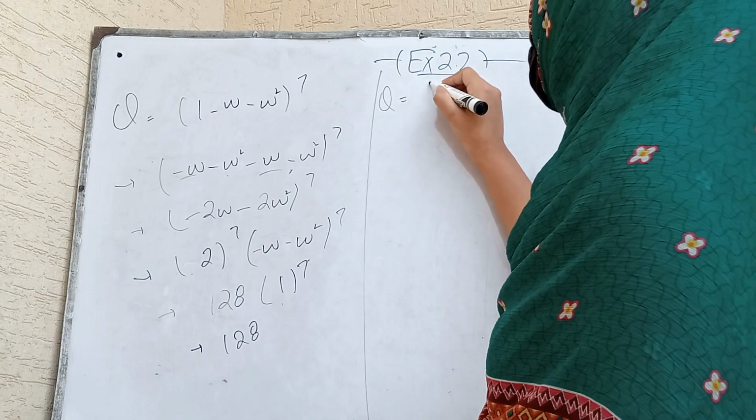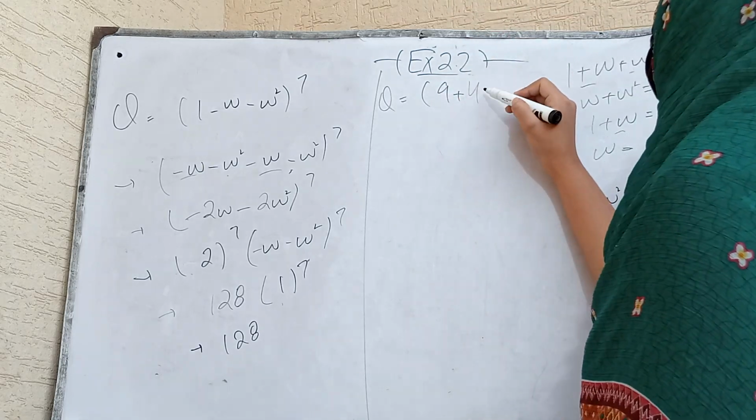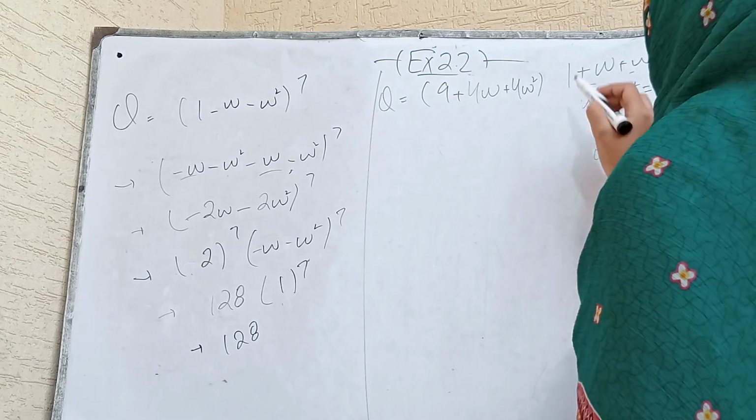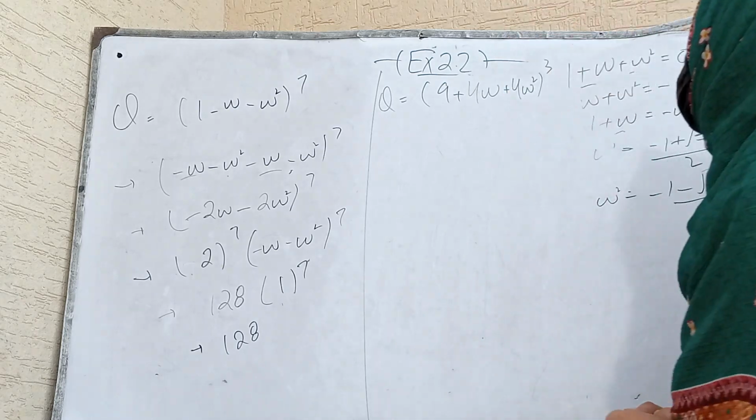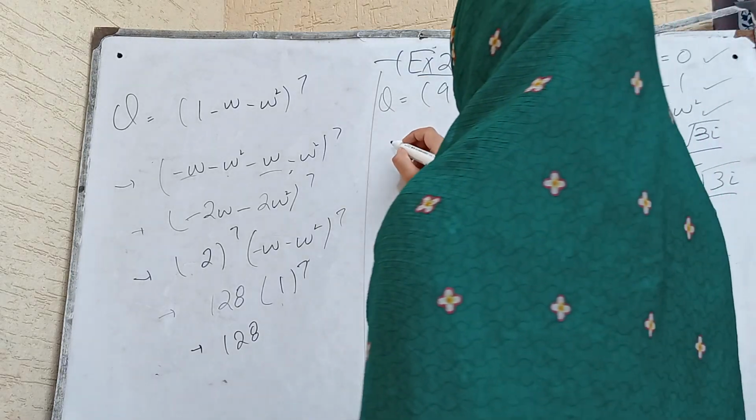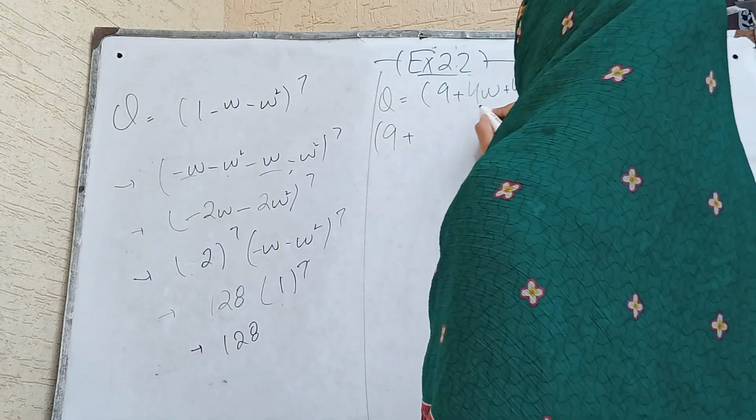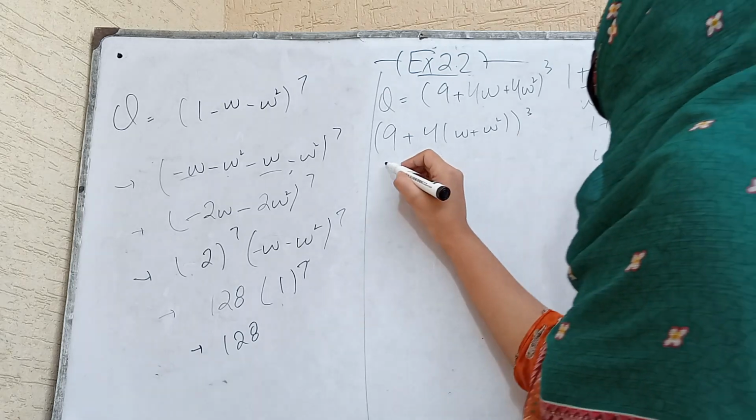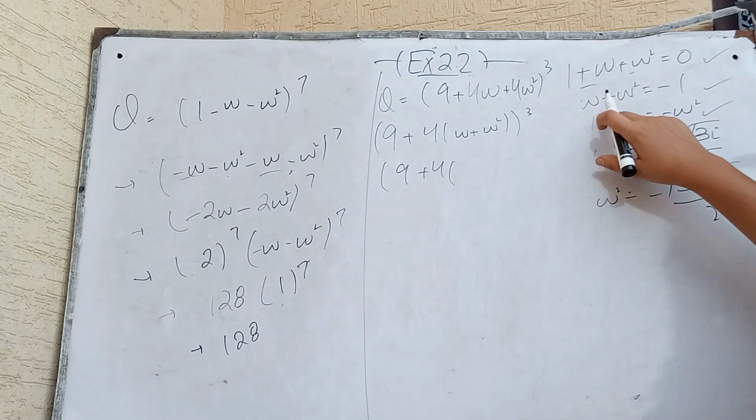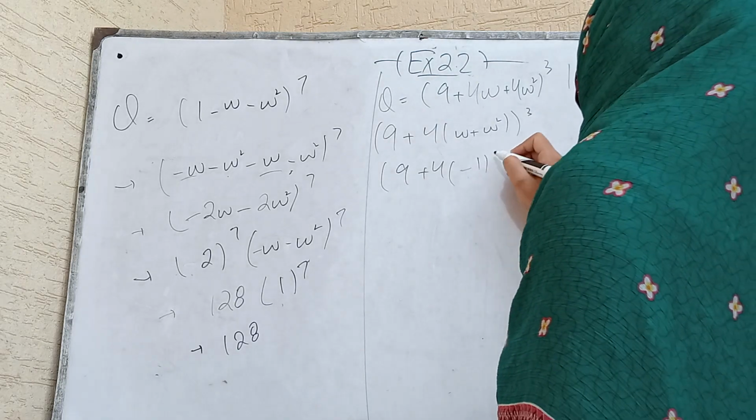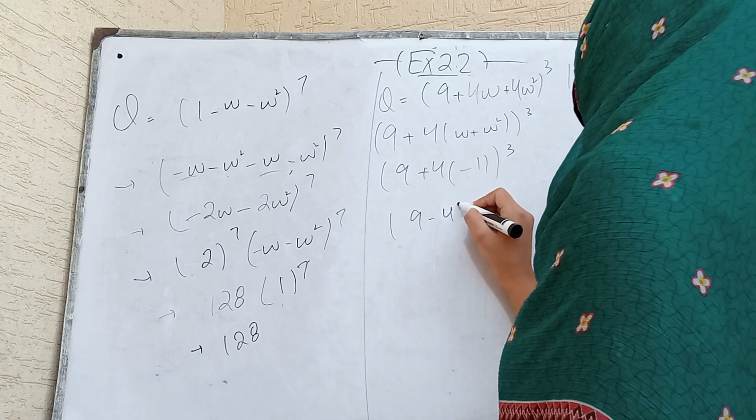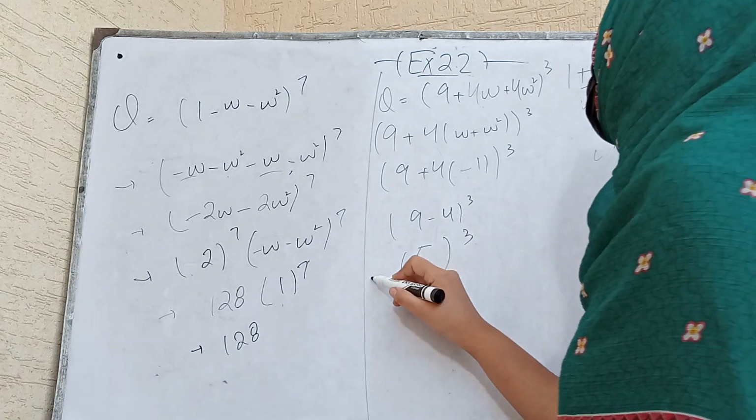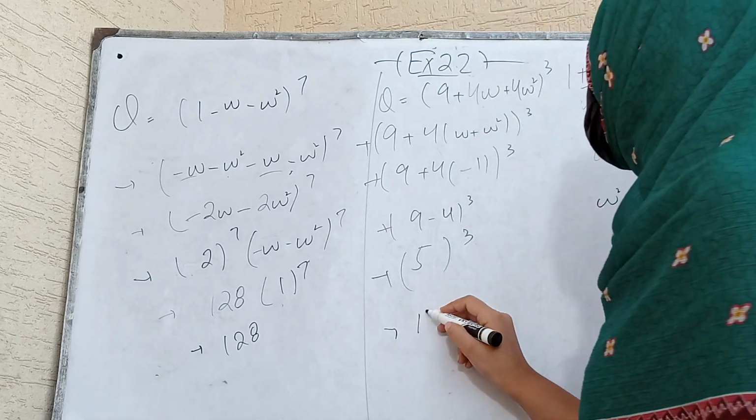The next question is (9 plus 4 omega plus 4 omega square) whole power 3. So in this we have 9 plus 4 common, (omega plus omega square) whole power 3. So 9 plus 4 times (omega plus omega square) is equal to minus 1, whole power 3. So (9 minus 4) whole power 3, 9 minus 4 is equal to 5 whole power 3, and 5 cube is equal to 125.